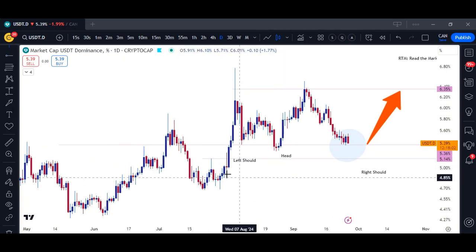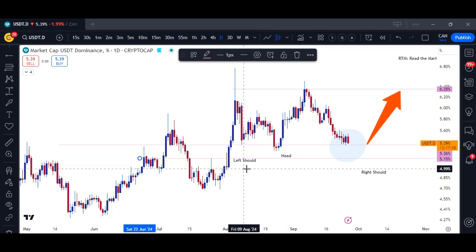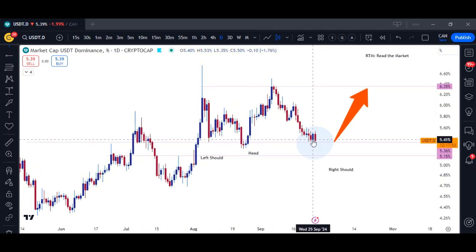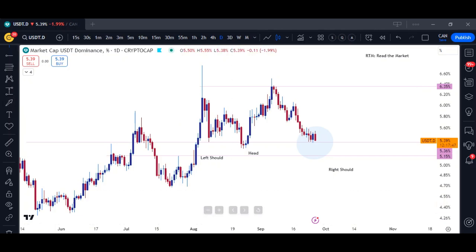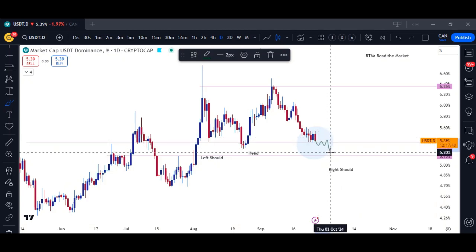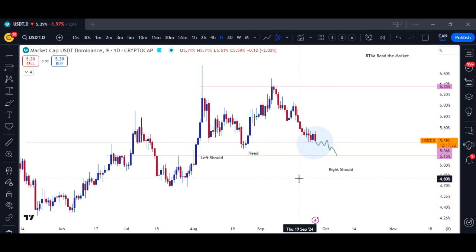Let's see this area. You see, we have some good support around here. And when the market is not reacting to this region, there is a chance that we are going to visit the lower levels. Now, we could expect actually more bullish momentum in the market as dominance goes down, and then forming a diamond pattern.